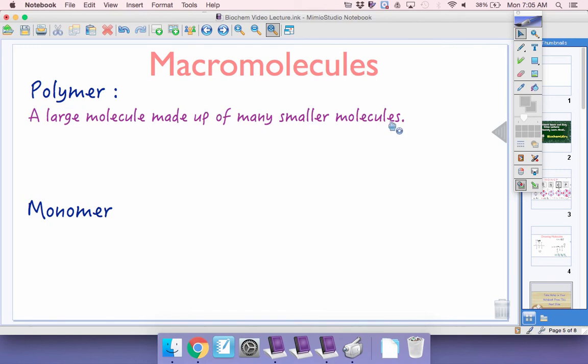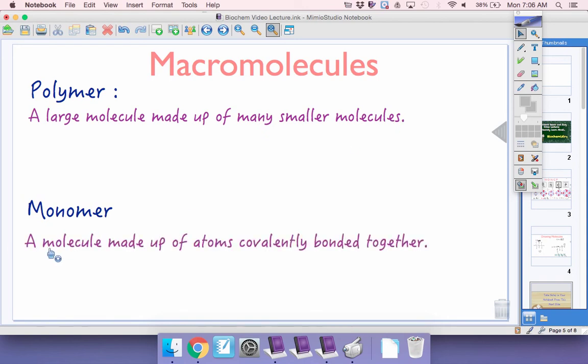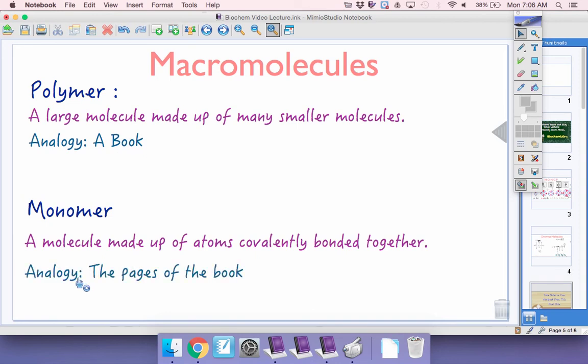Okay, a polymer is a large molecule, poly meaning many, and it's a large molecule made up of many smaller molecules. Comparing that to a monomer is a molecule made up of atoms covalently bonded together. Mono meaning one. So here you have one molecule, here you have a large molecule made up of small molecules.